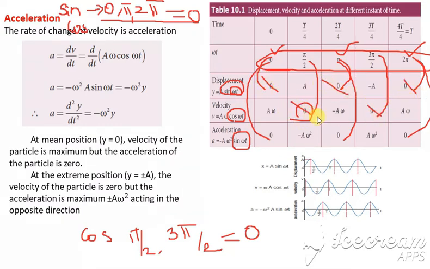Yes, so we have found out the values of 0 because these are the values for sine and cos. Okay, next is substitute value of pi by 2.